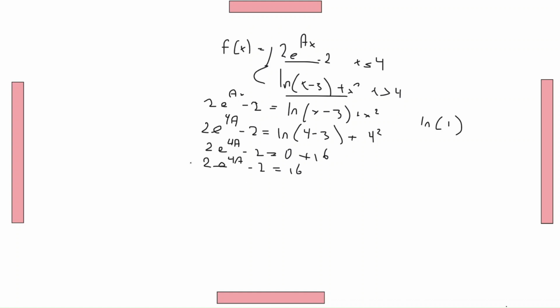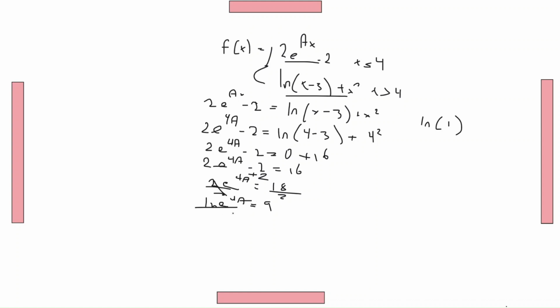What should we do now? Well, we want to get closer and closer to the a. So let's add 2. And after that, we're going to divide by 2. So we'll get 2e to the 4a is equal to 18. We're going to divide by 2. Then we'll get that e to the 4a is equal to 9. Then we'll take the ln, because the e gets canceled out with an ln, that's usually the easiest way to get rid of it.